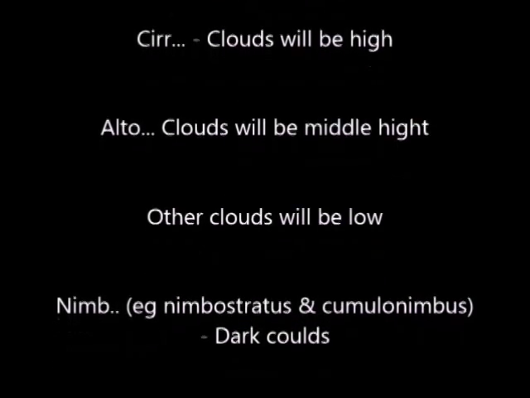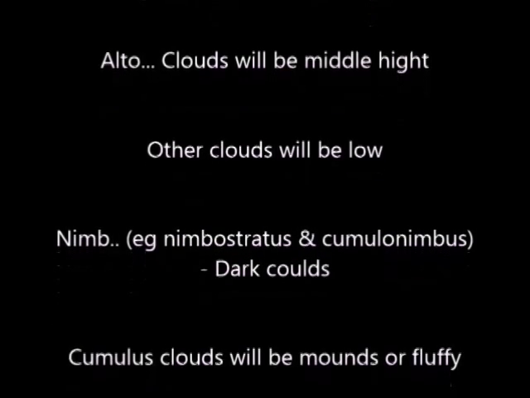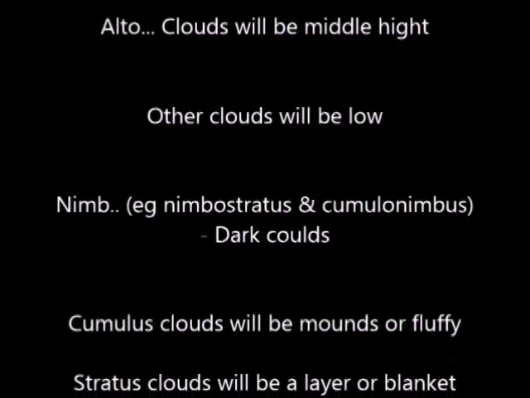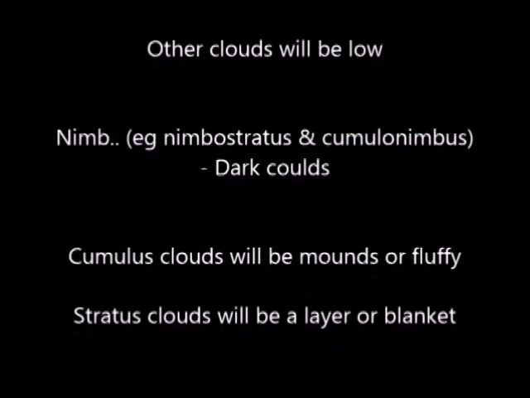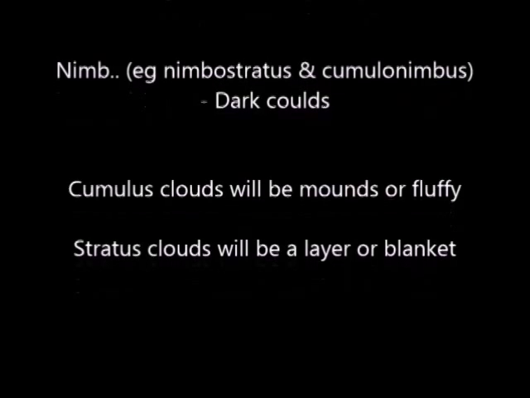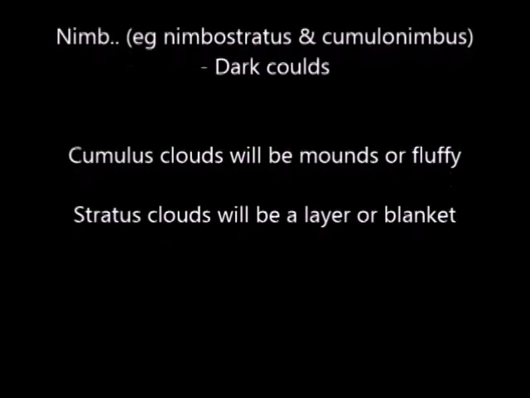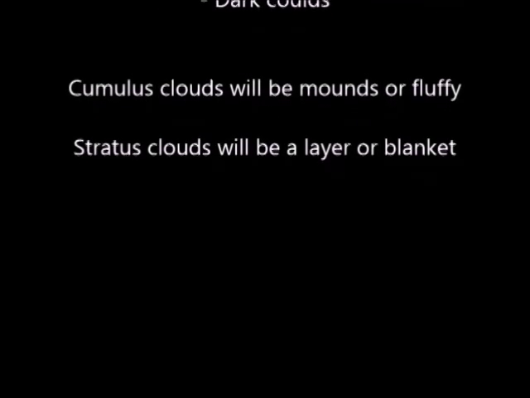If you have the word Nimb in the name of the cloud, such as Nimbostratus or Nimbocumulus, it's going to be a dark cloud and often have weather associated with it. Cumulus clouds are more likely to be fluffy mounds, and stratus clouds are going to be more likely to be layers or thin blankets that cover most of the sky. So try and remember this, and even if you don't remember the exact name of the cloud, you should be able to work out a lot of its characteristics from these few notes.